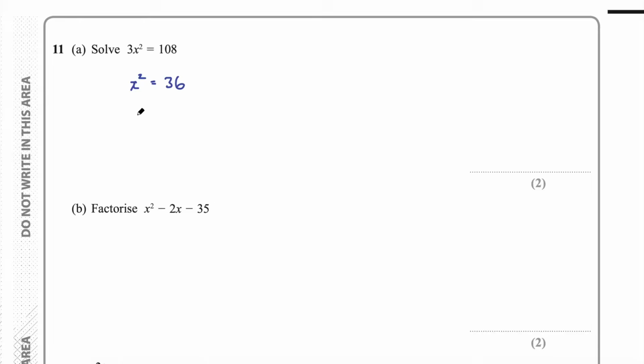And then take the square root of both sides. So x could be plus or minus 6. Remember that plus or minus, because if we square -6, we still get a positive 36. So my answer there is plus or minus 6.